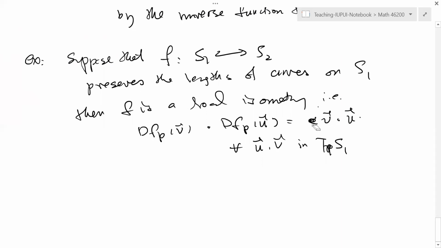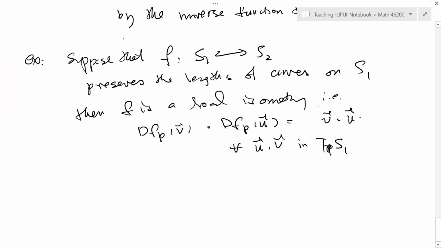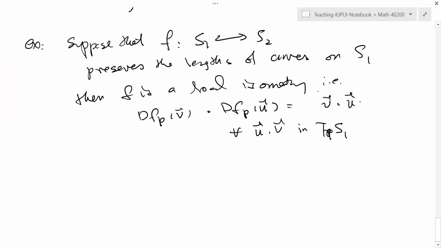In physics, we use the dot product. In mathematics, we call it the inner product. Dot product only works for vectors in three-dimensional space. All right.